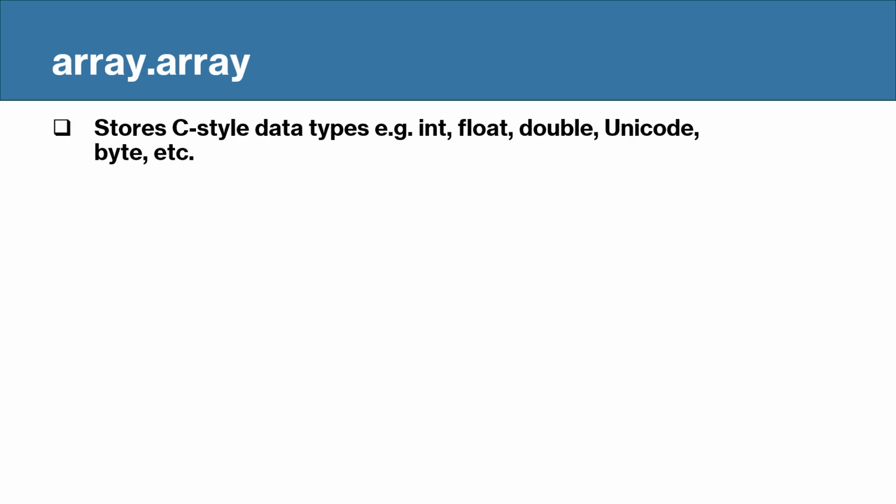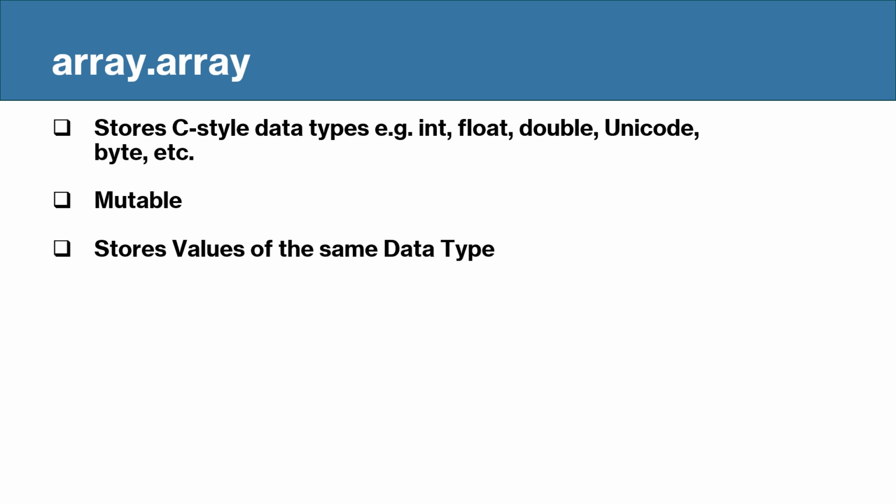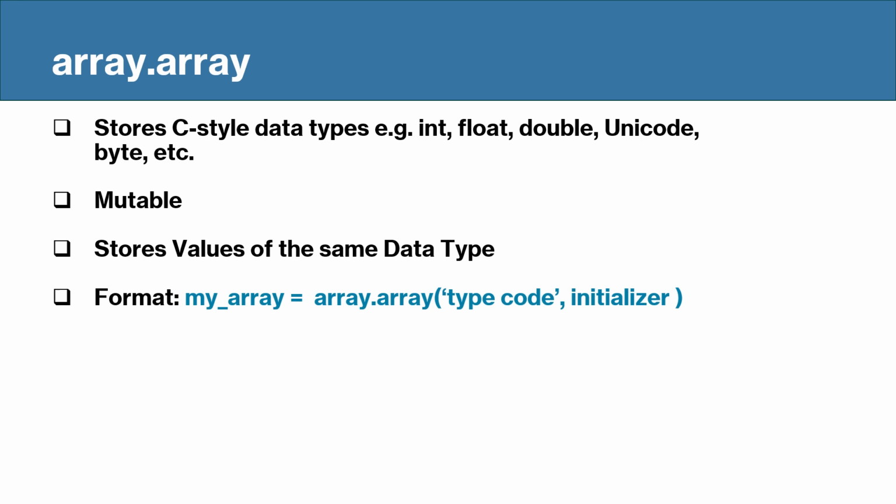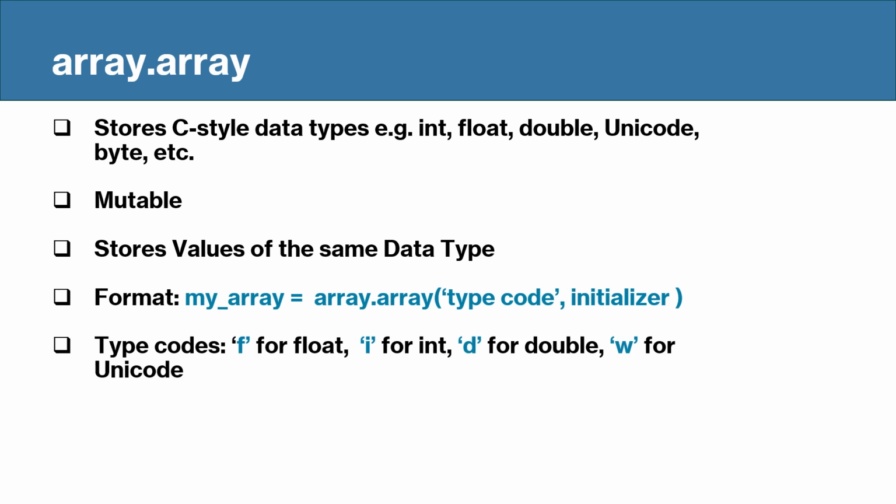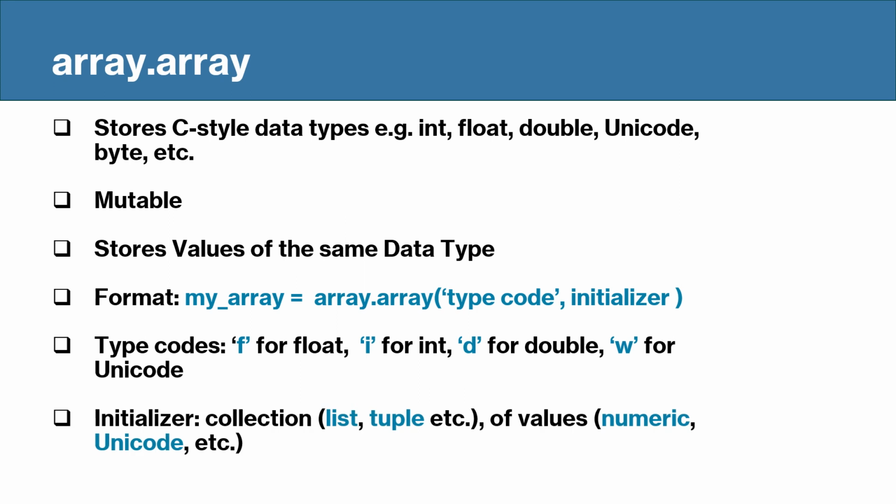The array from the array module stores C-style data types such as int, float, double, and so on. Arrays are mutable, and they store values of the same data type. Here's the format for creating an array. The type code represents the data types such as f for float, I for int, and so on. And the initializer can be a list or a tuple of values. Let's switch to VS Code and create an array.